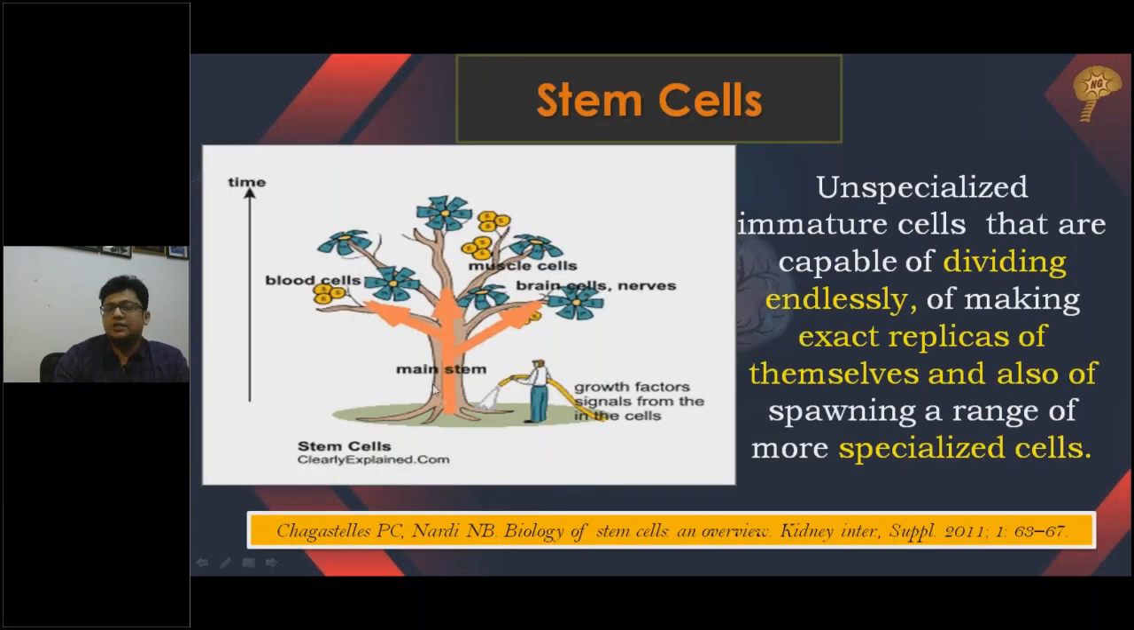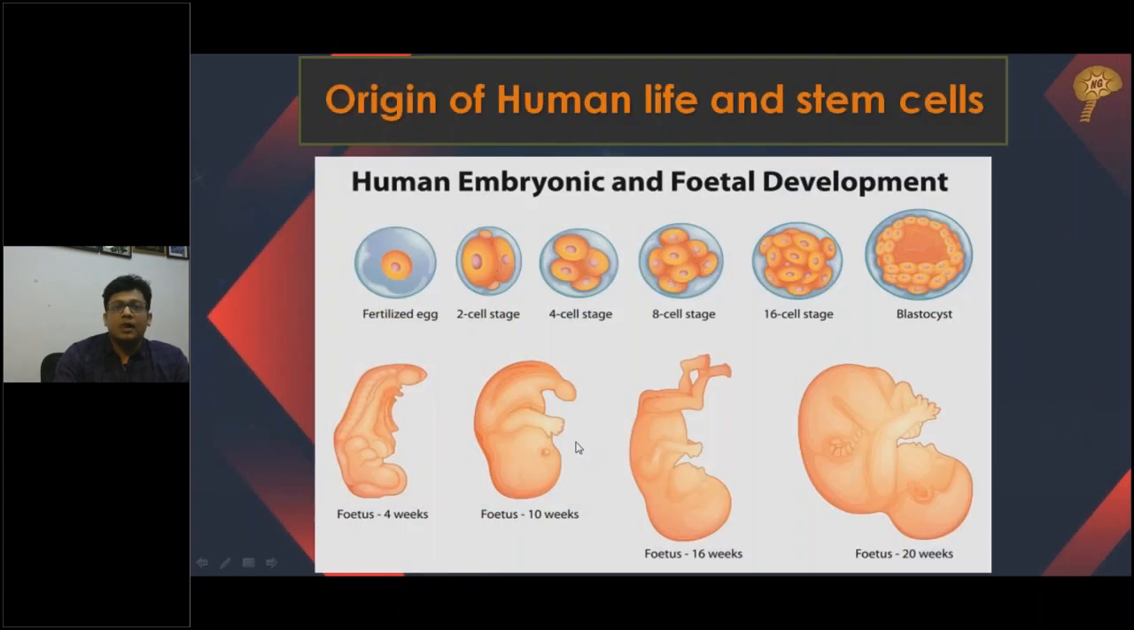If you can see this example, this is a tree. The person is giving water to the tree and the tree grows and it gives flowers and it gives fruits. What does that indicate? It is the unspecialized immature cells that are capable of dividing endlessly, of making exact replicas of themselves and also of making a range of more specialized cells. Origin of human life and stem cell.